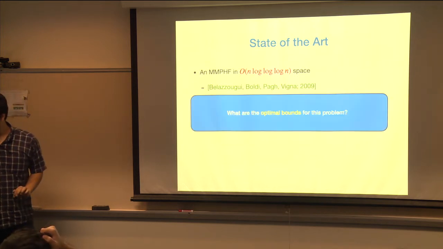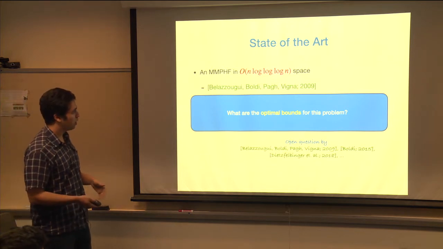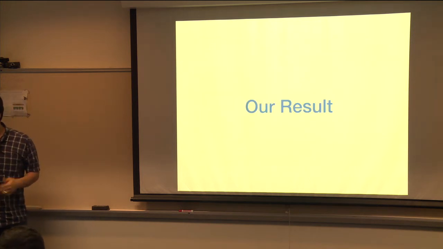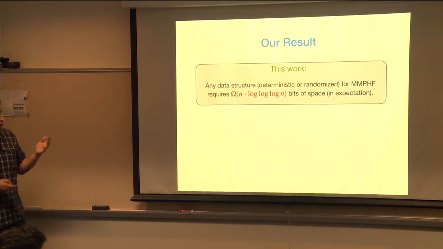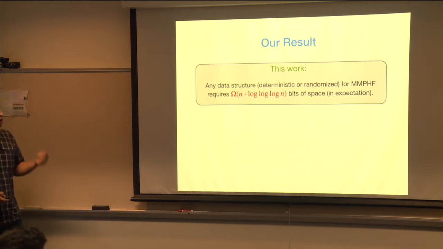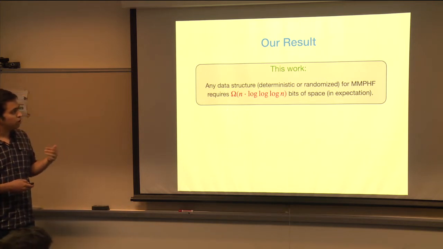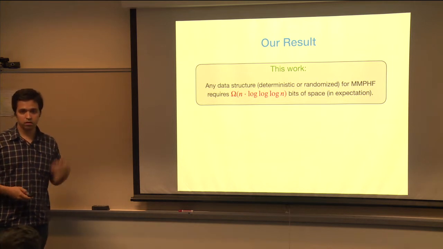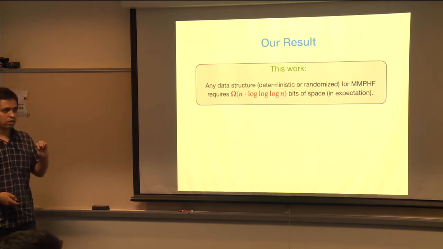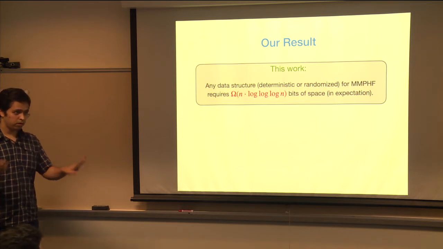Good. So what are the optimal bounds for this problem? This has been open. People have asked this question, and that's what we are going to address. It turns out that this weird function is actually optimal for this problem. We prove that any data structure is going to require n log n bits for solving this problem, no matter what the query time. So this is good. This is true not only for randomized, but also for deterministic solutions.